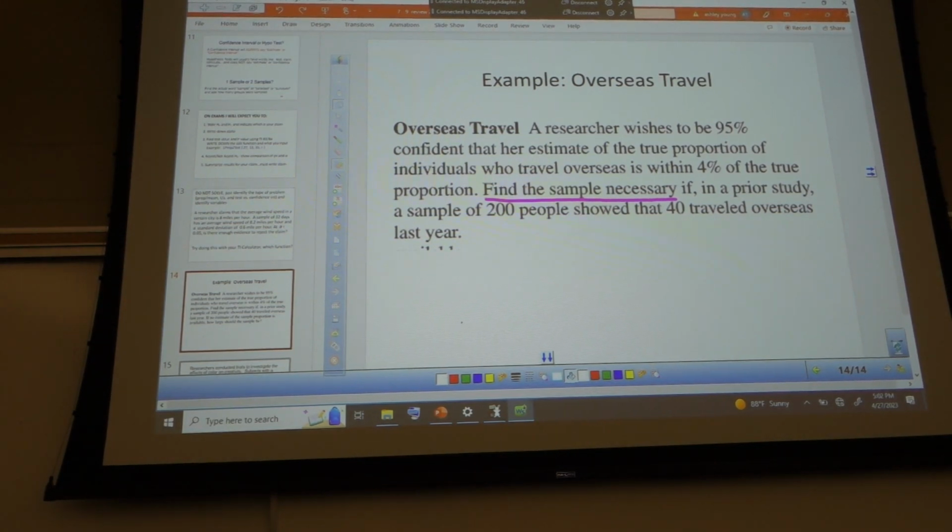So what is my p hat? And if you're not sure, then 40 over 200. Yep, it's 0.2. x over n, 40 out of 200. 0.2. So then you need to find your q hat, and then compute this one. I'll give you folks a minute for that, and then we'll go over it.